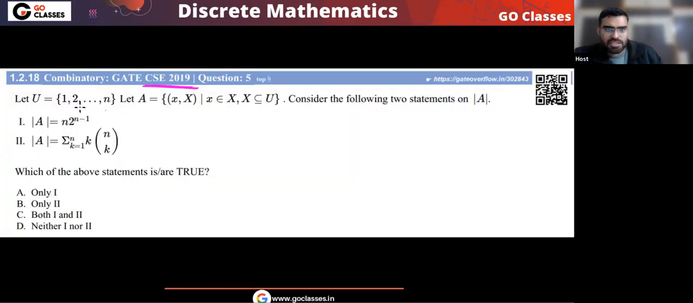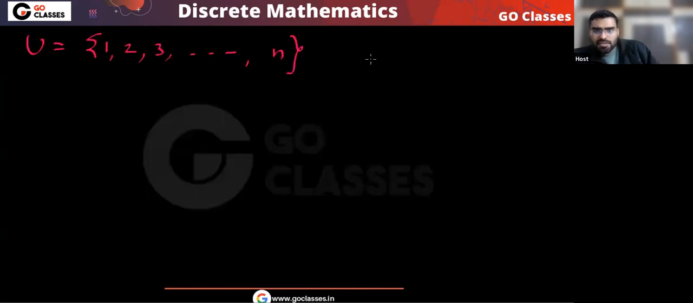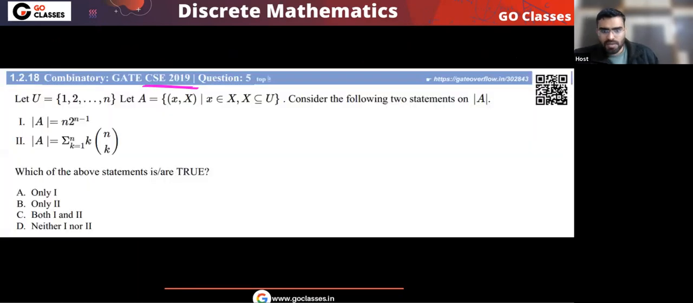So first of all, the question is saying that you have a set U in which you have n elements. So this is your set U, in which you have n elements, 1, 2, 3 and so on up to n. Now he is saying that let set A be a pair of a subset and an element x, where x belongs to the subset.